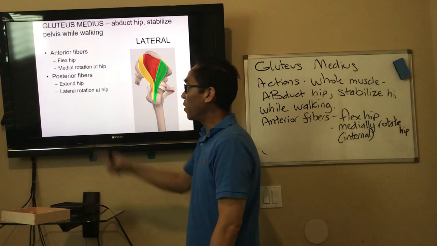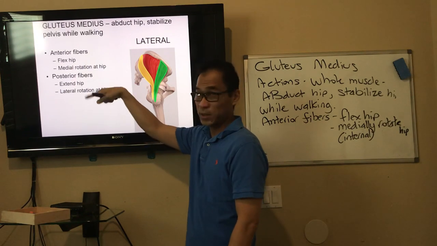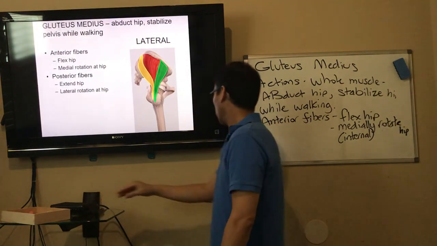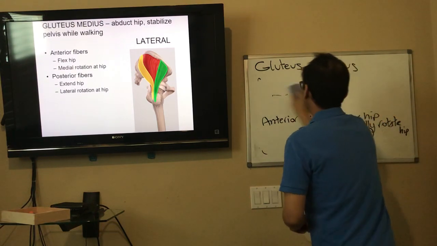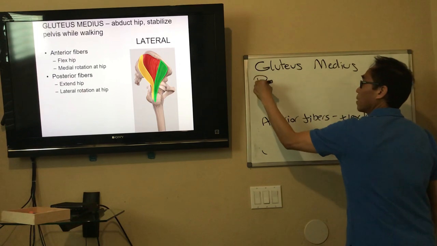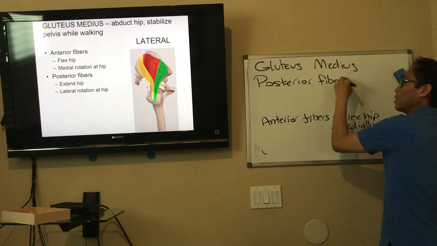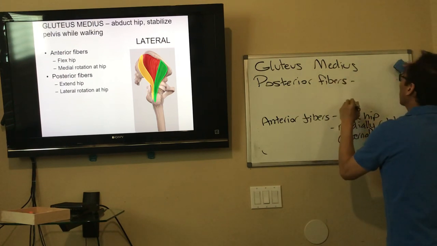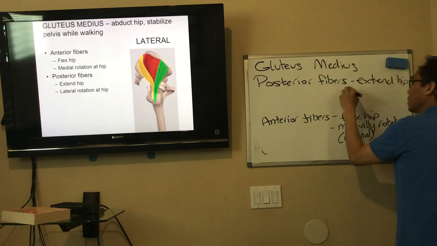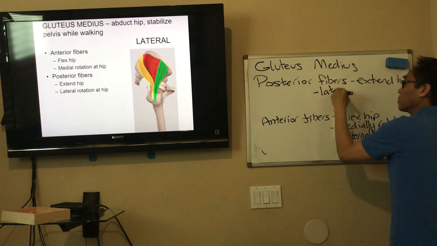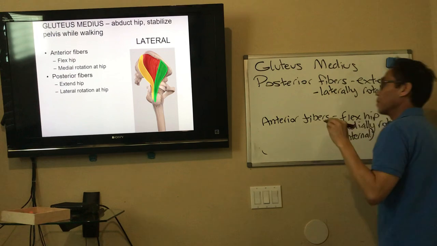Because if you use the posterior fibers only, you can extend the hip and laterally rotate the hip. So this muscle can really do both, depending on what you're using. So posterior fibers can extend hip. Laterally rotate hip.